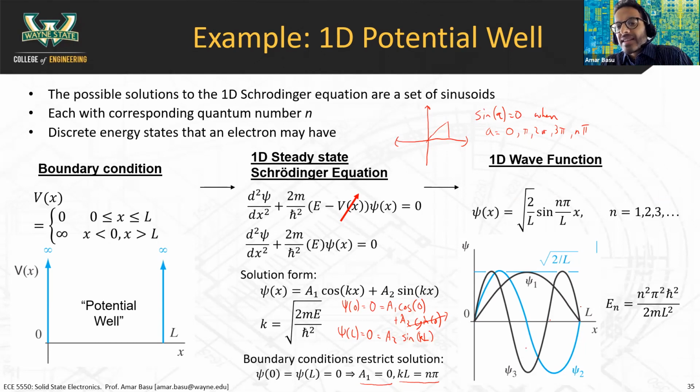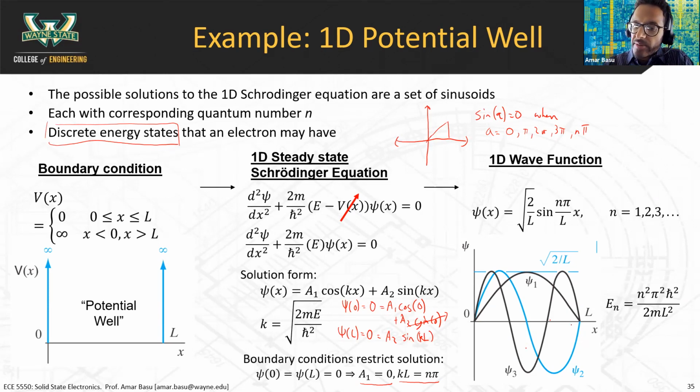Electrons can't exist in any random sinusoid or any random cosine. They can't be described by just any arbitrary sinusoidal function. It has to be at a specific frequency or specific wavelength that the electrons can exist at. And these specific wave functions correspond to specific energy states. So that's what we're getting at here: discrete energy states that the electron may have. Discrete energy states correspond to discrete sinusoidal waves that describe the electron.